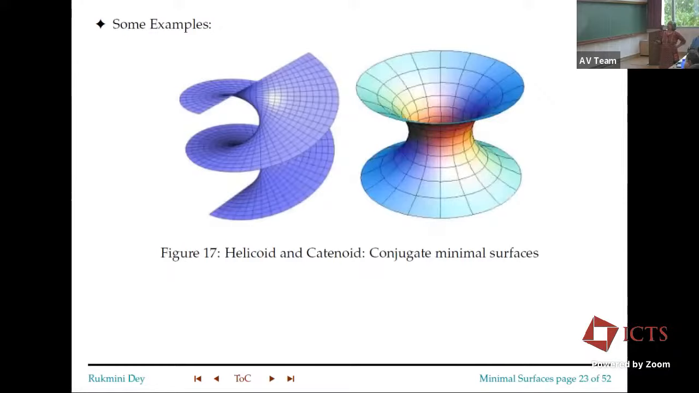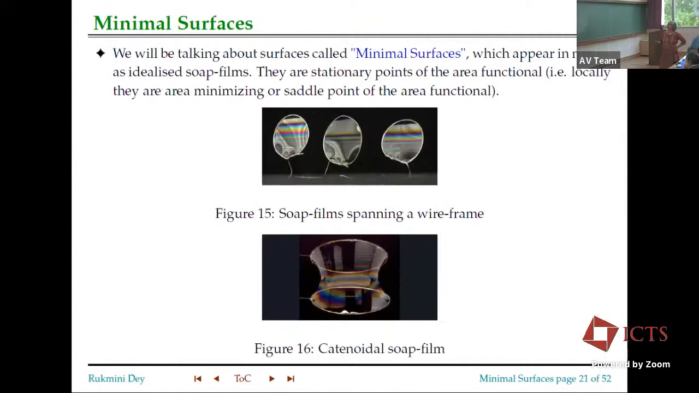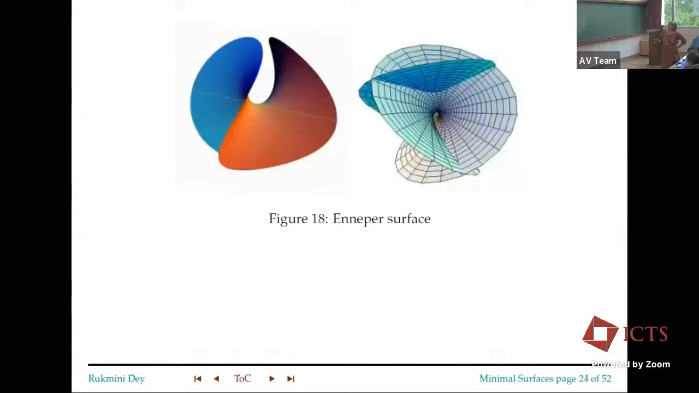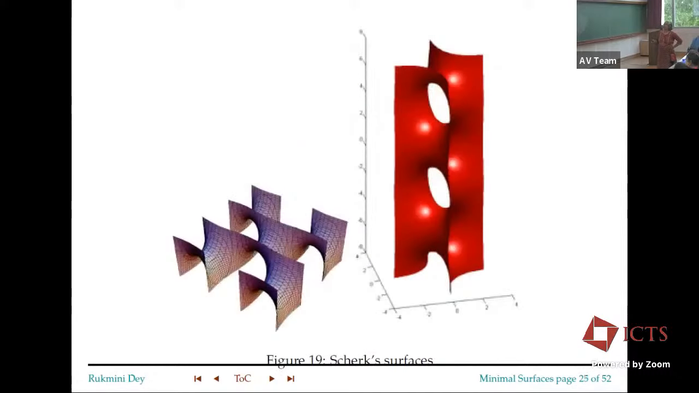So let's see. There is the helicoid and the catenoid. Part of the catenoid was this one, the catenoidal soap film, right? And these are conjugate minimal surfaces. I'll explain that. This is the Enneper surface, potato chips, okay? And this is another type of Enneper surface. This one self-intersects, as you can see. This one will also ultimately self-intersect, but yeah. These are Scherk surfaces. By the way, when I draw it like this, you have to imagine that they are extended in every direction. Okay? I'm just cutting a little piece and showing.